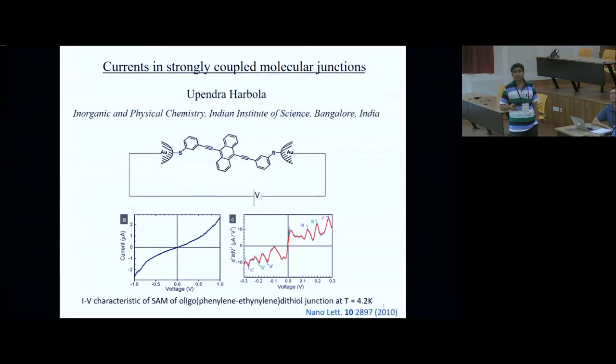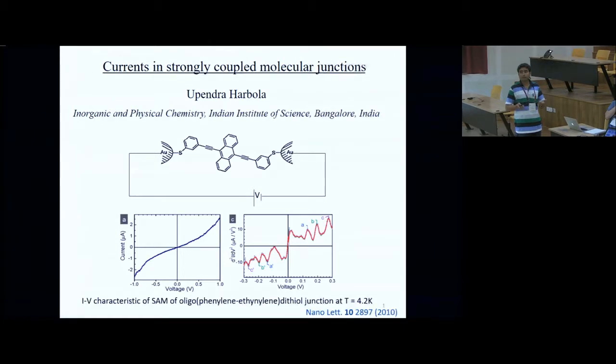The reason these oscillations are there is because the electrons tunneling through this molecule are interacting with the vibrations of the molecule. It's an energy exchange between the electron and the vibration of the molecule, which shows up in this so-called dI/dV, the conductance. This is the experiment. So these are different vibrational modes of the molecule, and this allows you to do some kind of spectroscopy.